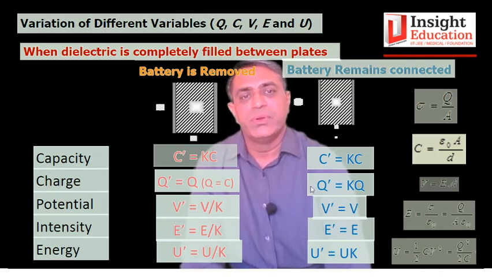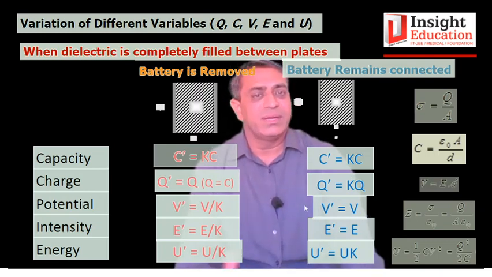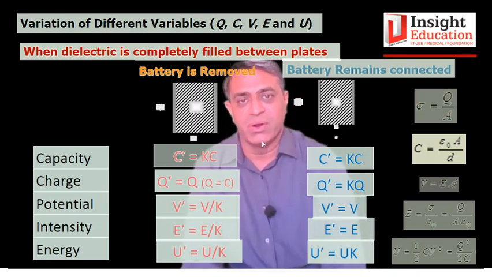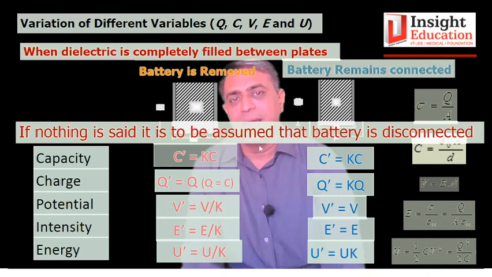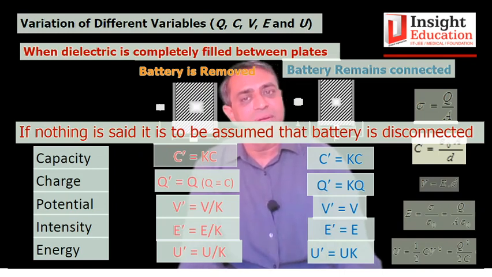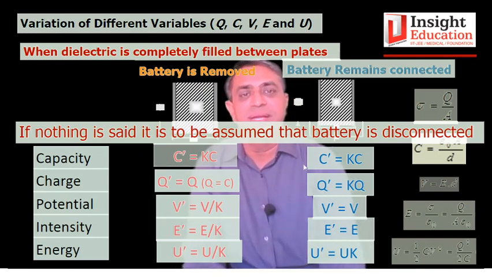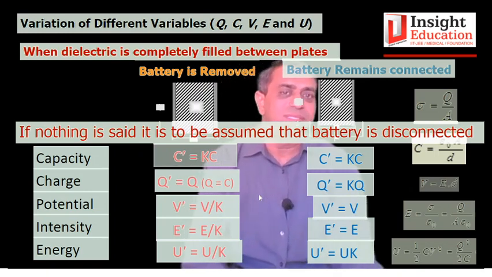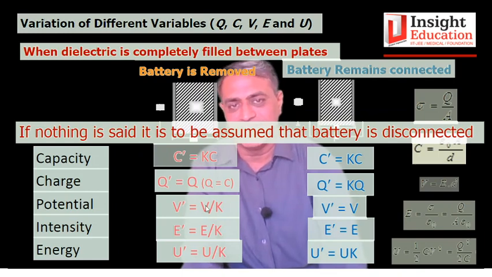So now no need to remember this, but you can understand it or you can derive it whenever it is required. So generally you will find questions based on it. Now suppose in the example it is not mentioned whether the battery is connected or not. In that case we have to assume that the battery is disconnected. Otherwise in the example it is mentioned the capacitor is connected to the battery.